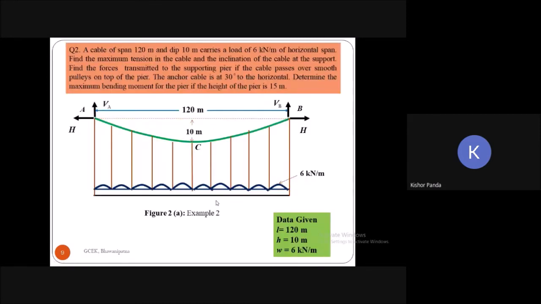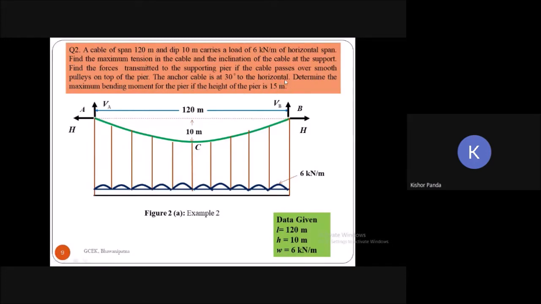Then coming to the second example: a cable of span 120 meter and dip 10 meter carries a load of 6 kilonewton per meter of horizontal span. Find the maximum tension in the cable and the inclination of the cable at the support. Find the forces transmitted to the supporting pier if the cable passes over a smooth pulley on top of the pier. The anchor cable is at 30 degree to the horizontal. Determine the maximum bending moment for the pier if the height of the pier is 15 meters.